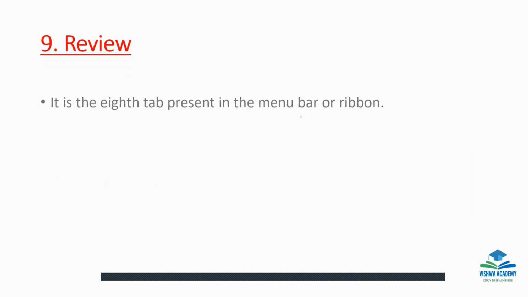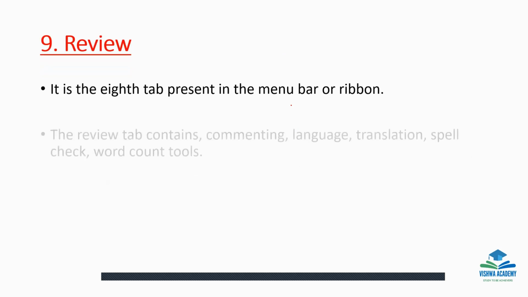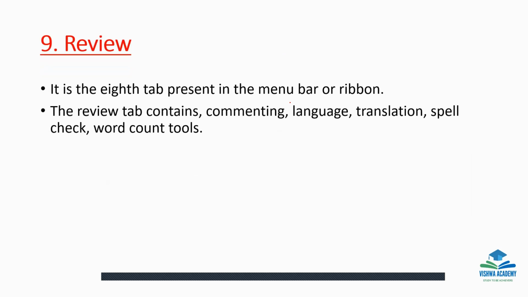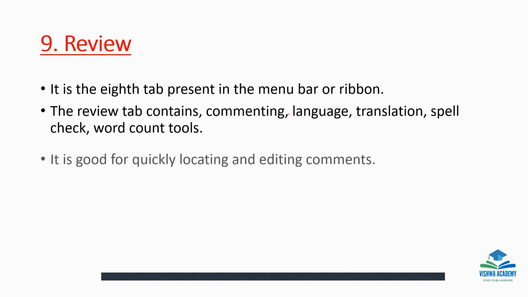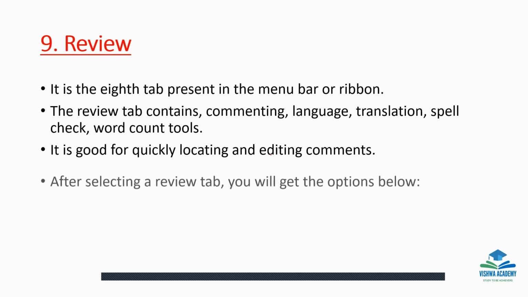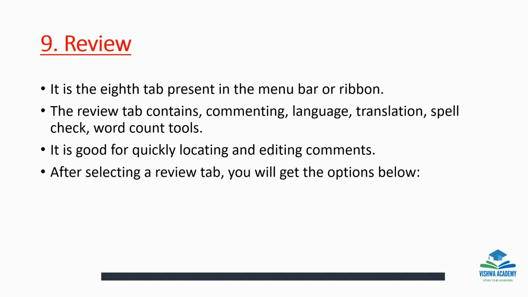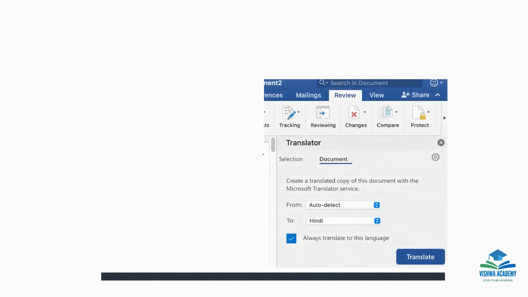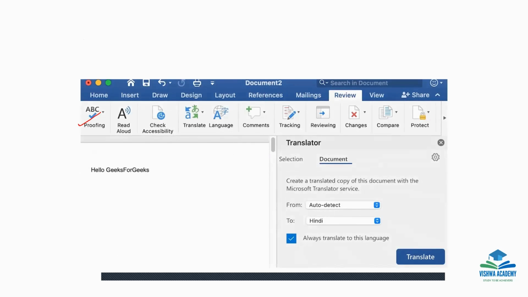Ninth one is Review. It is the ninth tab in the menu bar of the Ribbon. The Review tab contains commenting, language, translation, spell check, and word count tools. It is good for quickly locating and editing comments. After selecting the Review tab, you will get the options below, like proofing.